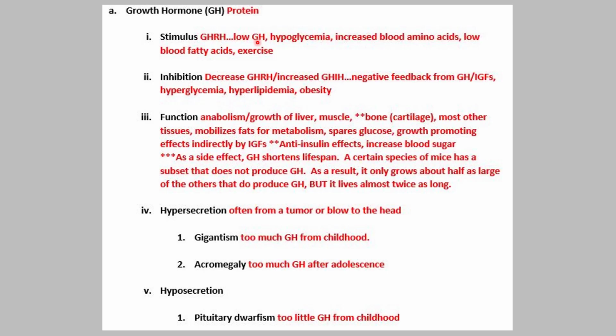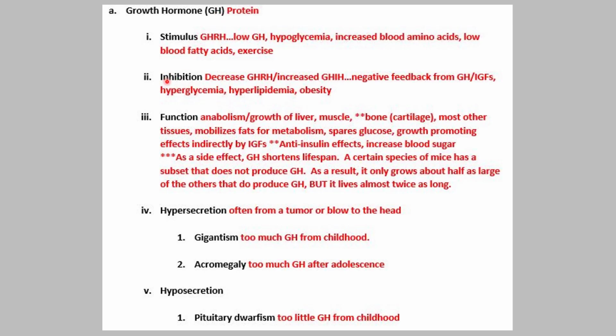As growth hormone levels drop, the hypothalamus releases GHRH, which then tells the anterior pituitary to release growth hormone. But there are some other stimuli for GHRH. For example, hypoglycemia, low blood sugar, increased blood amino acids, low blood fatty acids, and exercise. All of those things stimulate the hypothalamus to release GHRH, which then tells the anterior pituitary to release growth hormone.